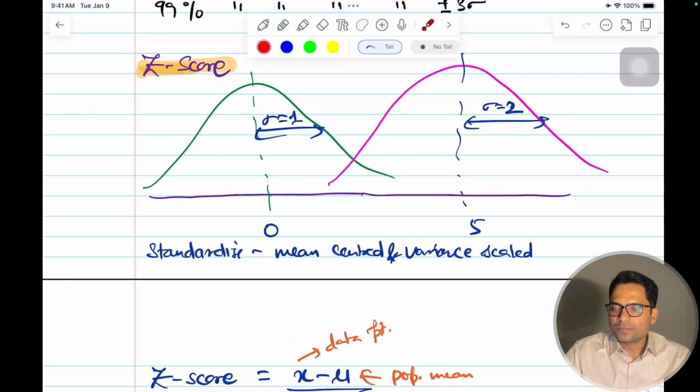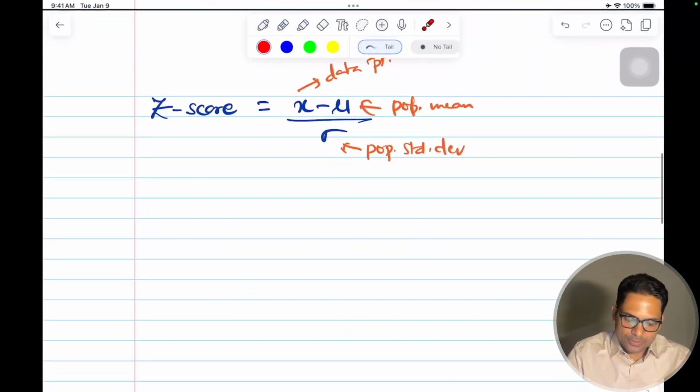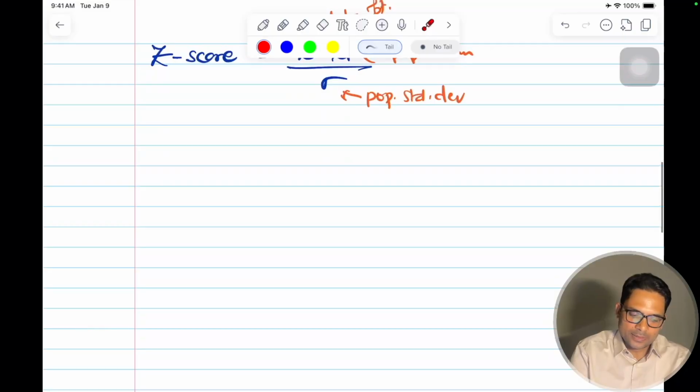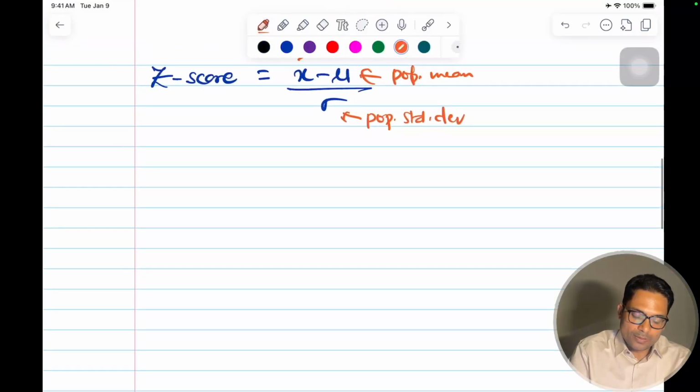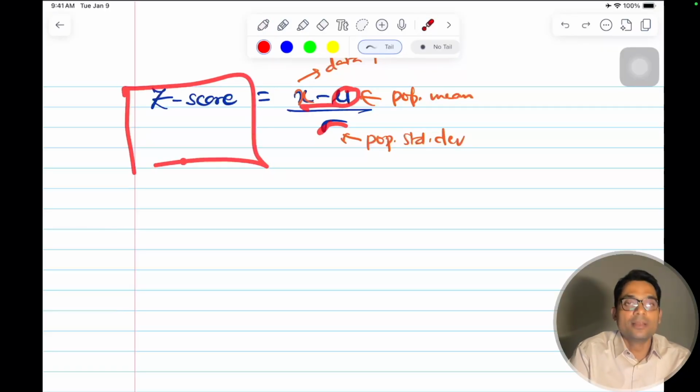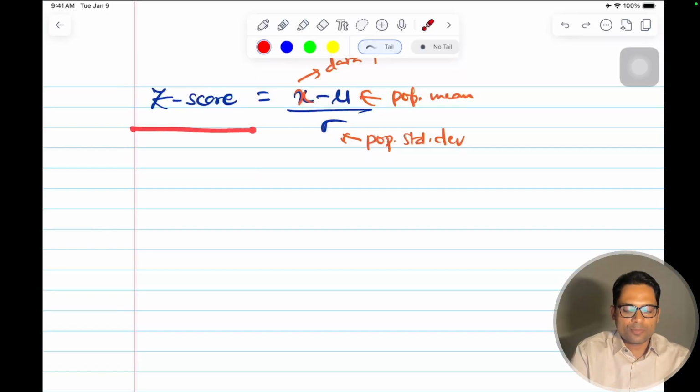Okay, so this compares the difference between means. This is the difference between the data point and the population mean, divided by the standard deviation. I hope Z-score is clear. We will come again when we solve a problem, right?